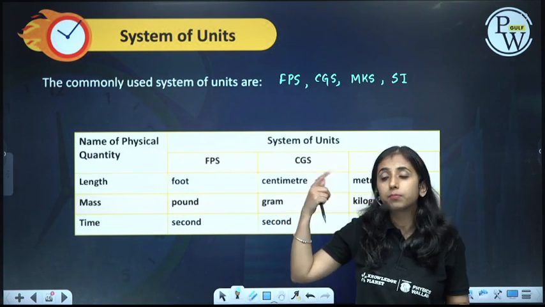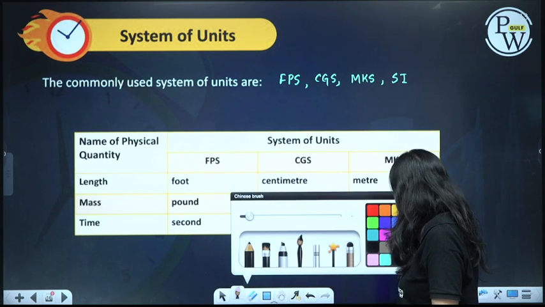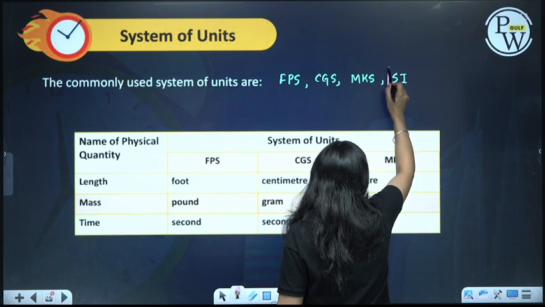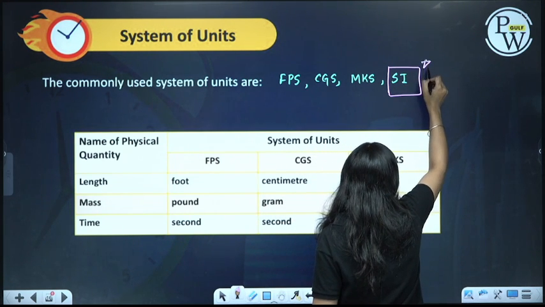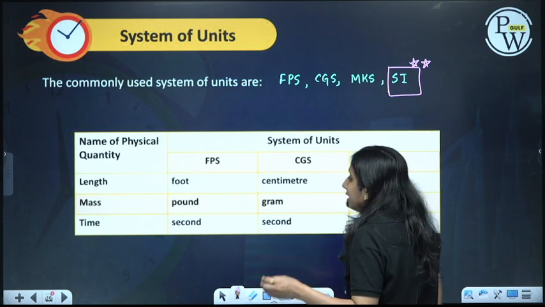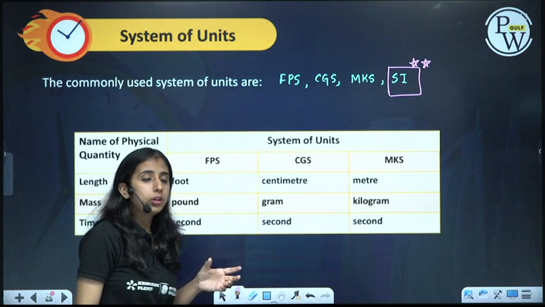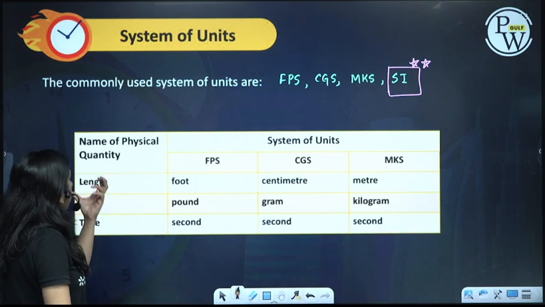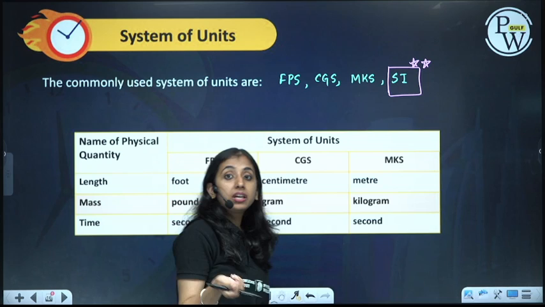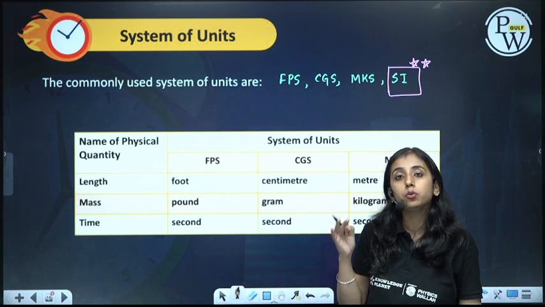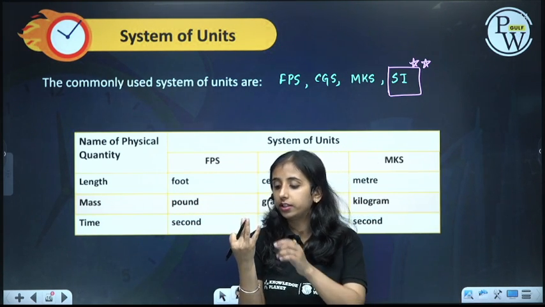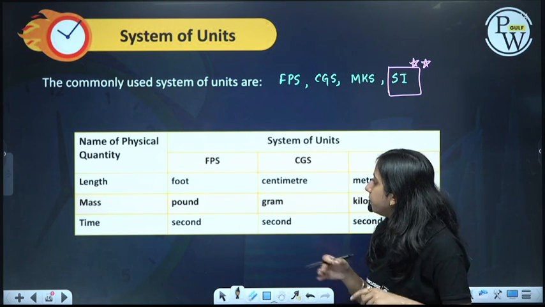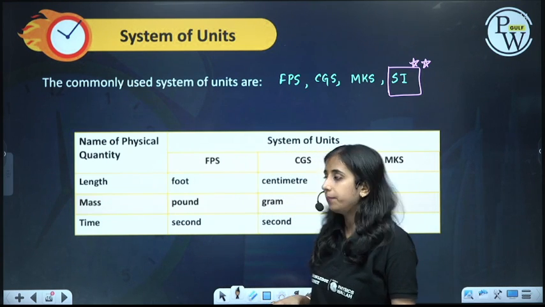FPS was used by the Britishers. This is an English system, not used in our countries these days. Out of these, the most acceptable and widely used all over the world is the SI system of units. Now let us study the systems of units one by one. In FPS, MKS and CGS, we define the units of only three fundamental quantities: length, mass and time.